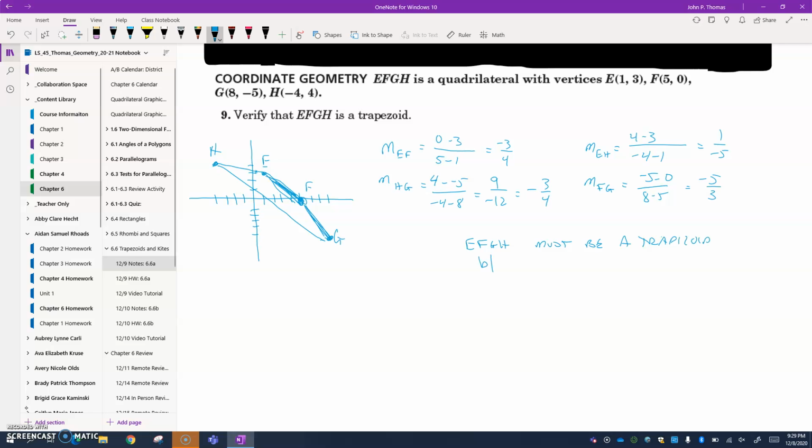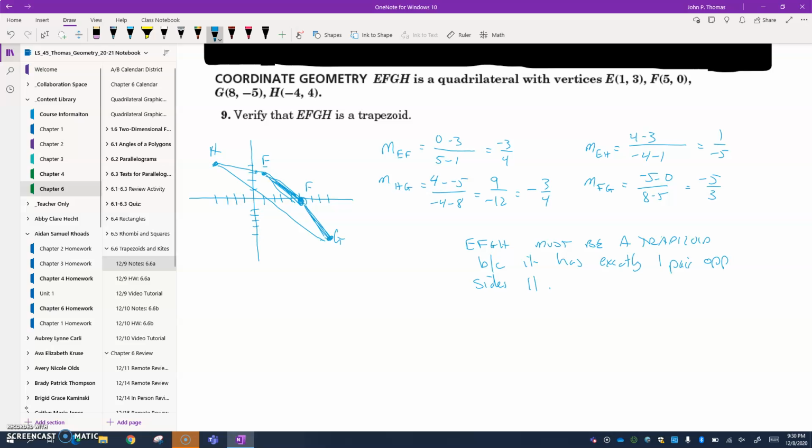Because it has exactly one pair of opposite sides parallel, right? Which is the definition of a trapezoid.